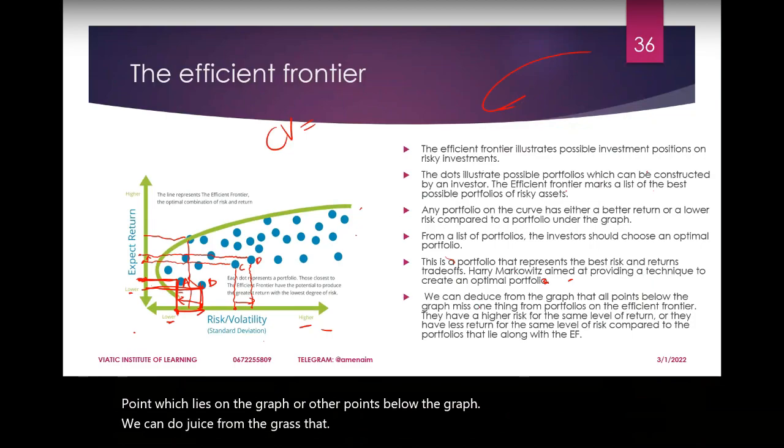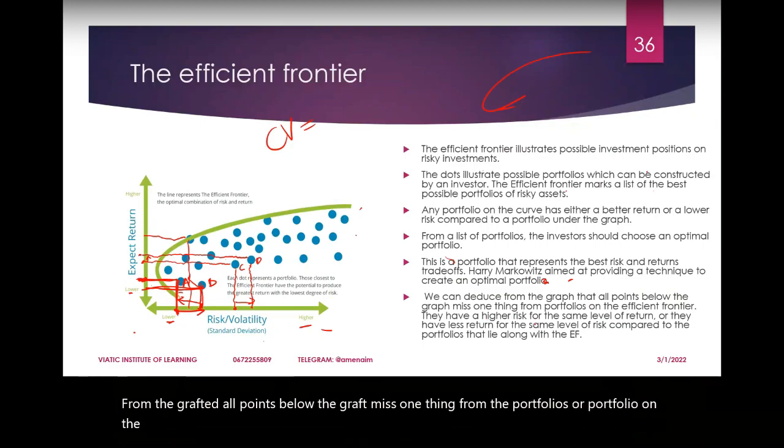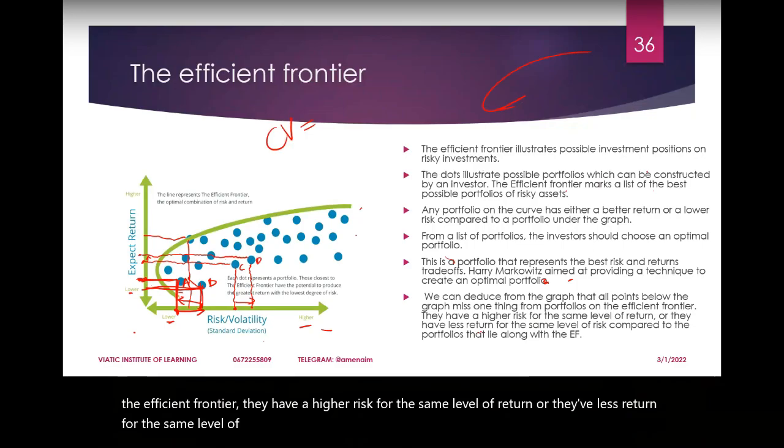All points below the graph miss one thing from the portfolios on the efficient frontier. They have a higher risk for the same level of return, or they have less return for the same level of risk compared to the portfolios that lie along the efficient frontier.